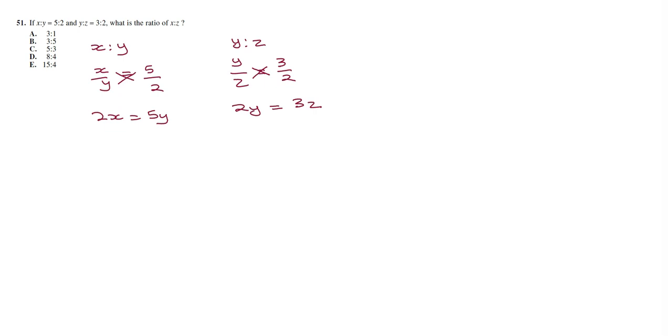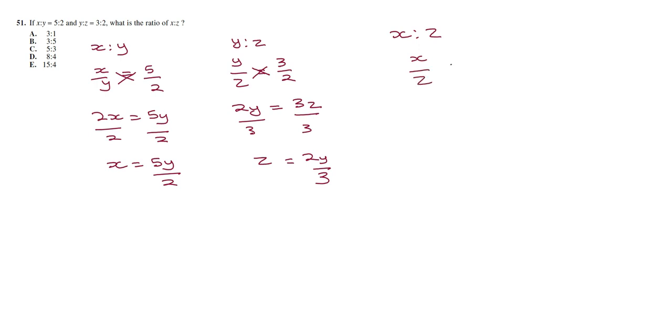So we are looking for the ratio of x to z. So let's look for the value of x in this case. We're going to divide by 2 on both sides. So x is 5y over 2. And then we need z here. So we're going to divide both sides by 3. So z is equal to 2y over 3. Now we need to find the ratio of x to z, which is x over z.